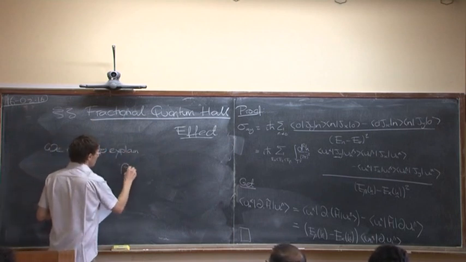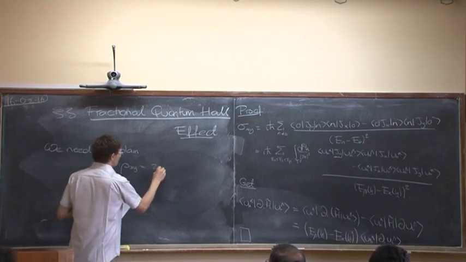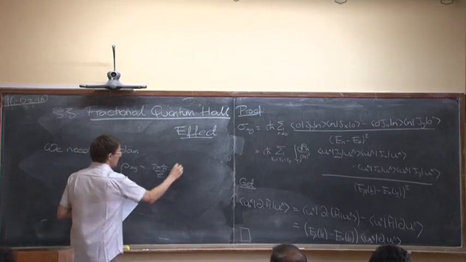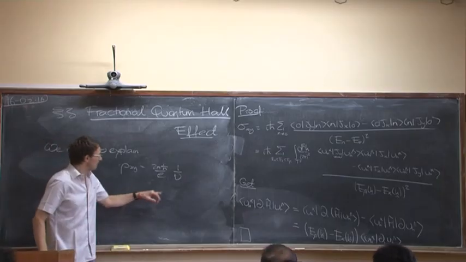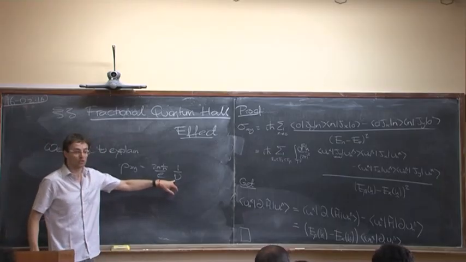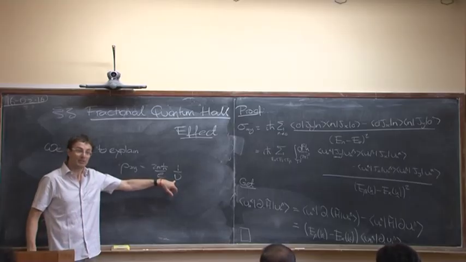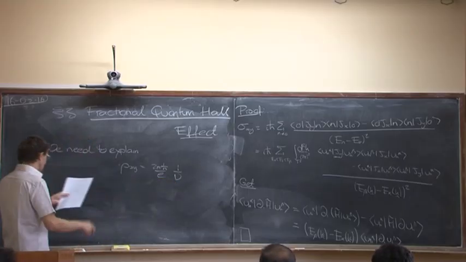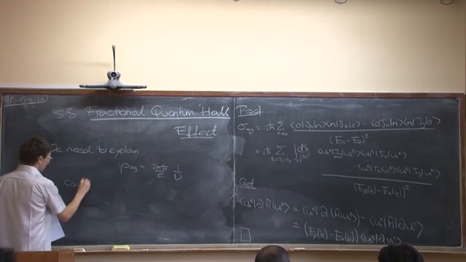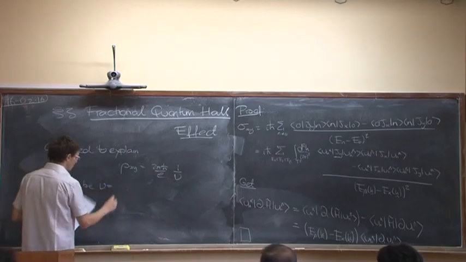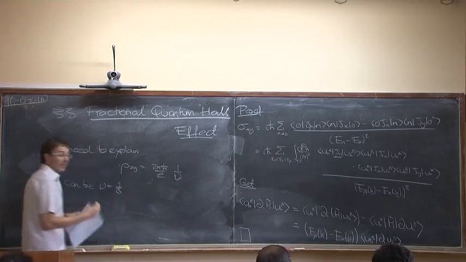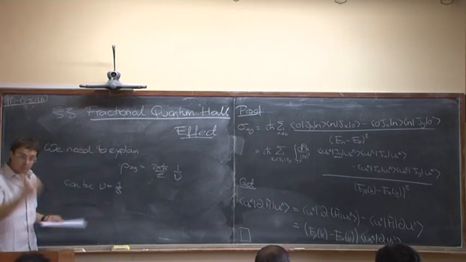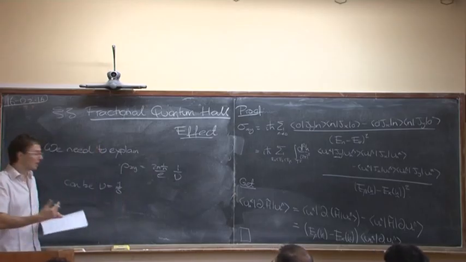We need to explain the fact that rho_xy, which is 2 pi h bar over e, times mu. And we've just spent a couple of lectures arguing in various situations that this object mu has to be an integer. And in fact, it's not. So from experiment, we know that this contains fractions. There aren't any old fractions that appear. There are very specific fractions that arise.